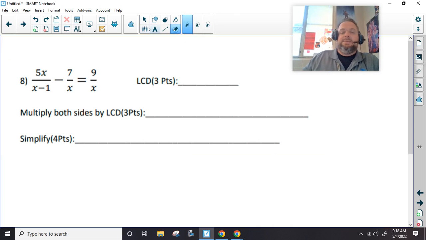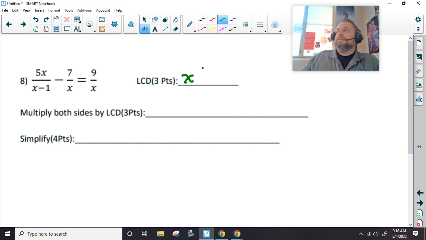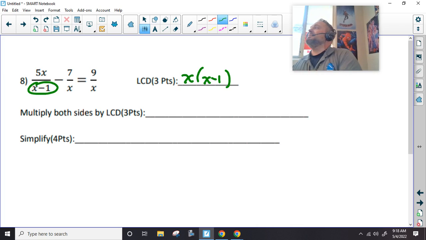All right, number 8, same type problem. What is our least common denominator? X times x minus 1. All right, these two have x's, right? This is all this together. It's not a factor. It's the least common. What is the smallest number that they will all go into? That's the smallest number that will go into them. Look, let me show you something. Let me break it down.